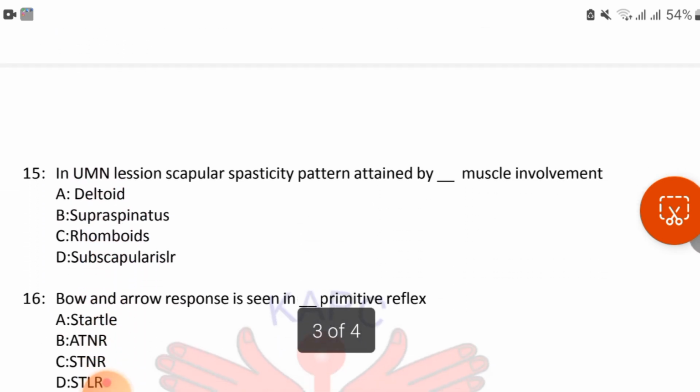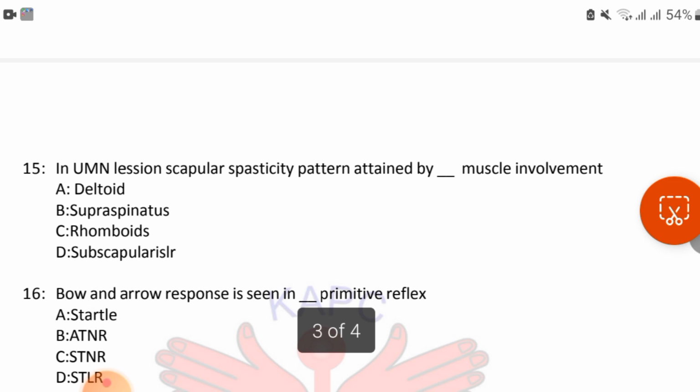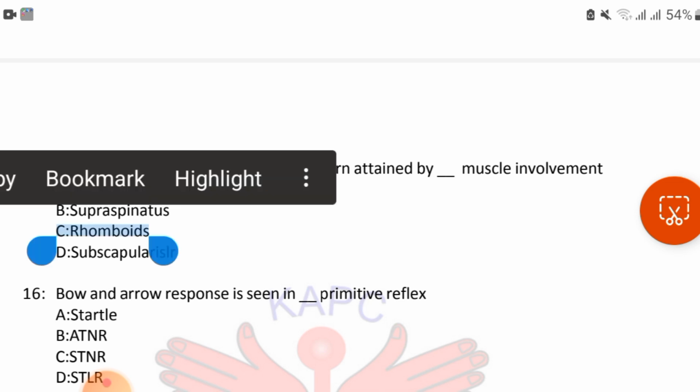So let's move towards the 15th MCQ. In upper motor neuron lesion, scapular spasticity pattern is attained by dash muscle involvement. Options are A deltoid, B supraspinatus, C rhomboids, and D subscapularis. So the correct option for MCQ number 15 is option C, that is rhomboids.